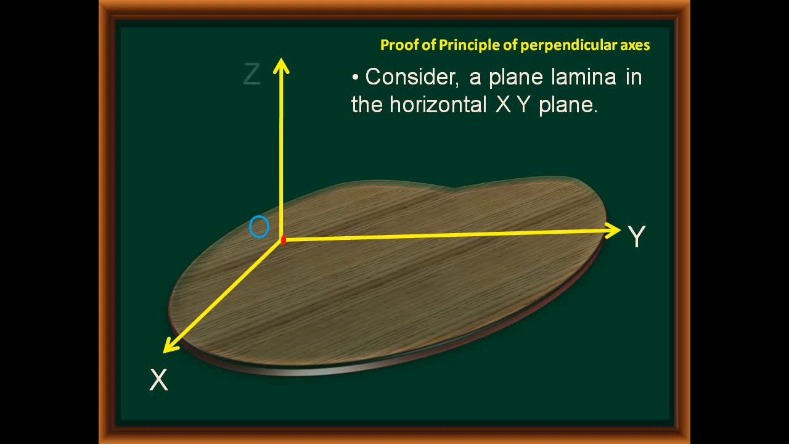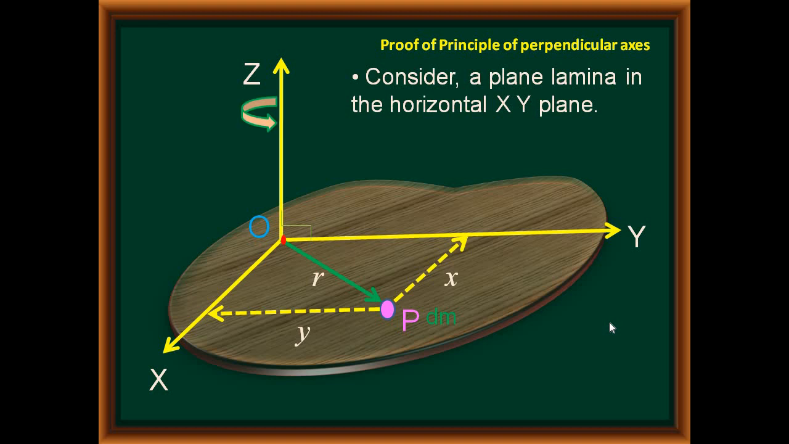There is a third axis, the z axis, which is perpendicular to the plane of the lamina and again intersecting at point O. Now we will consider a point P which has mass dm. It is a small mass, and this point P is at a distance of r from the axis of rotation, that is from the z axis. If we draw perpendiculars from P on both the axes x and y, we get the distance of the point P from the x and y axis. This point P is at a distance of x from the y axis, and at a distance of y from the x axis.